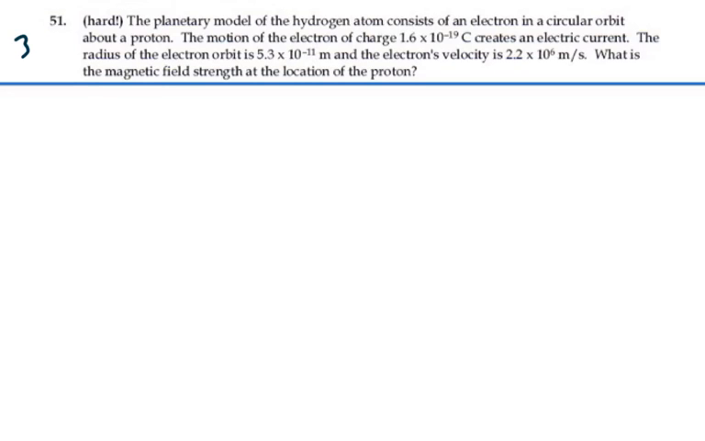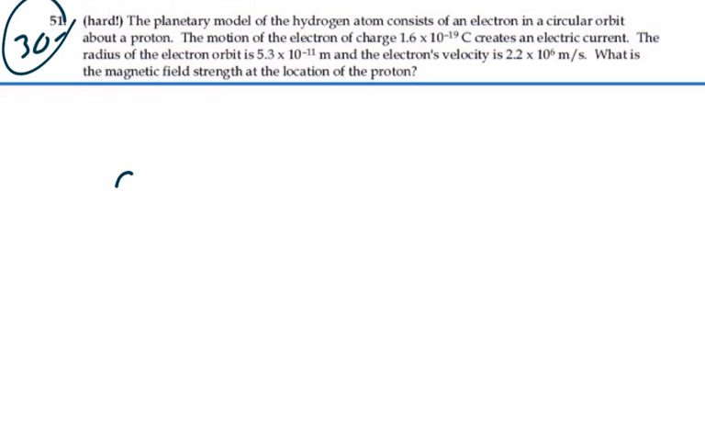Here's problem 3051. The planetary model of the hydrogen atom consists of an electron in a circular orbit around a proton. The motion of the electron of charge 1.6 times 10 to the minus 19 coulombs creates an electric current. The radius of the electron orbit is 5.3 times 10 to the minus 11 meters, and the electron's velocity is 2.2 times 10 to the 6 meters per second. What is the magnetic field strength at the location of the proton?